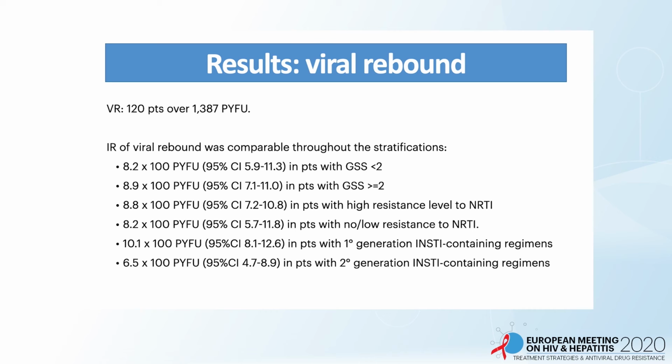Patients in first-generation INSTI-containing regimens had an incidence rate of viral rebound of 10.1 per 100 person-years of follow-up, and those in second-generation INSTI-containing regimens had an incidence rate of 6.5 per 100 person-years of follow-up.